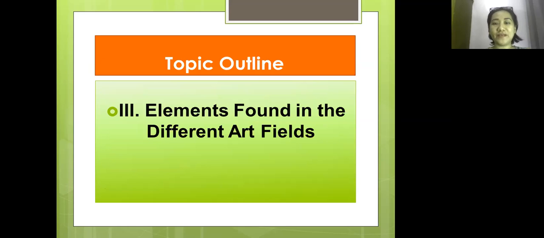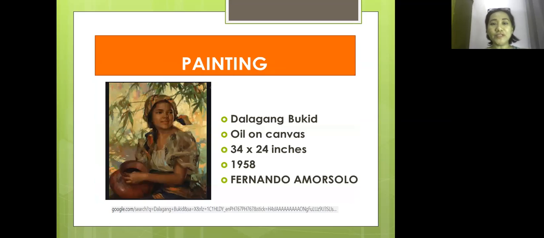This is the topic outline that I have, the elements found in the different art fields. So first we have the painting. We mentioned before that, of course, we have the line, the color, the texture in painting, and we have here a sample. Where do we find these elements, which were discussed in the past lesson?